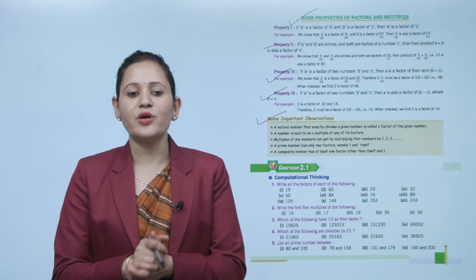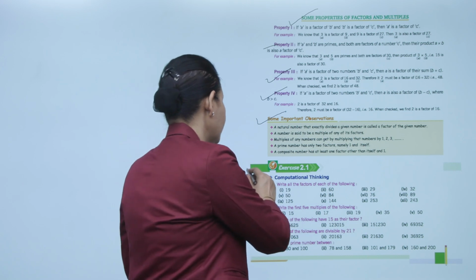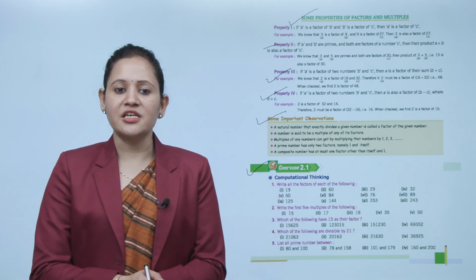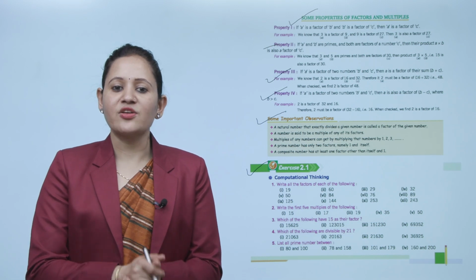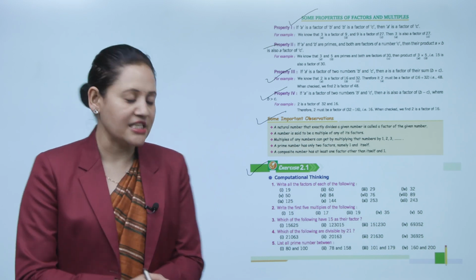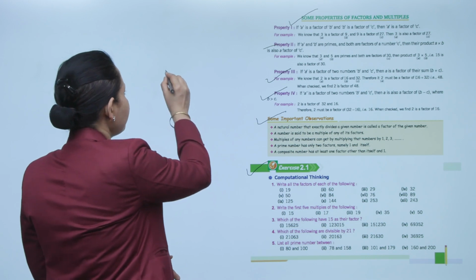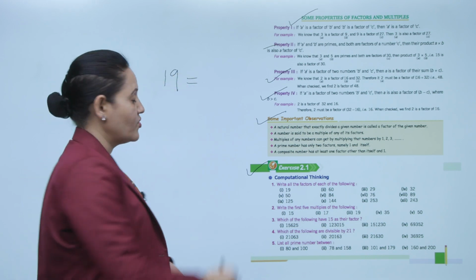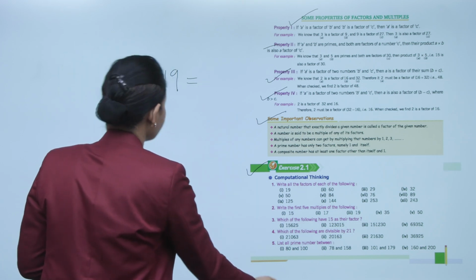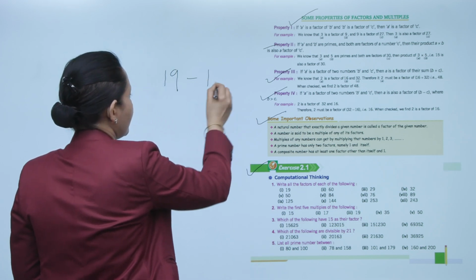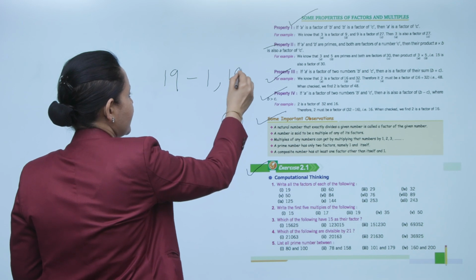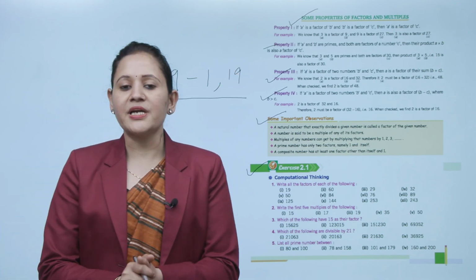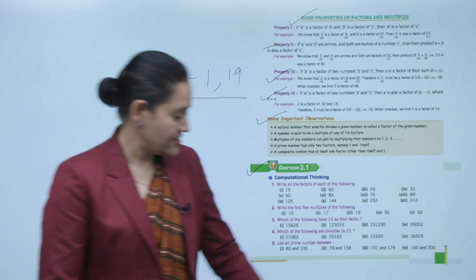Next is exercise 2.1. Computational thinking. Write all the factors of each of the following. First is 19. 19 is a prime number, so it has only two factors, 1 and 19, that is the number itself. Clear? So practice all the questions of this exercise.